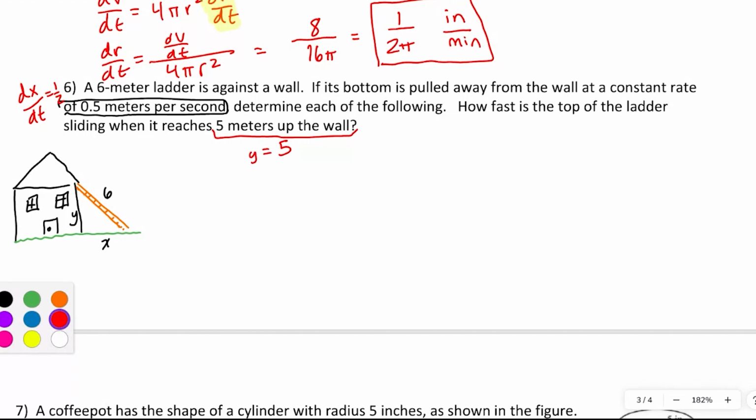All right, now this is a right triangle, right? And so we're going to set up the Pythagorean theorem. We're going to differentiate it with respect to time. And then we're going to plug in everything that we know, and hopefully we have enough information to be able to solve for how fast the top of the ladder is falling. That's our dy dt.